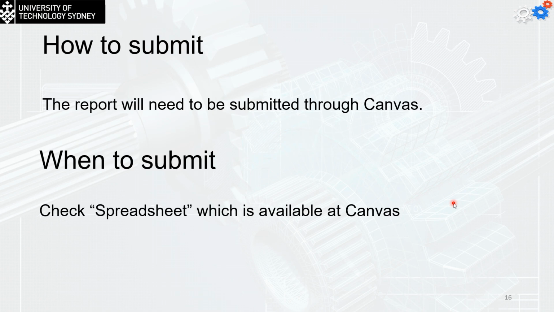When you finish this report, you need to submit it through Canvas. When to submit: check the spreadsheet available on Canvas, which will show you the date of the submission for this report. Maybe it's going to be at the end of week number 6, Sunday, 11:59 p.m.